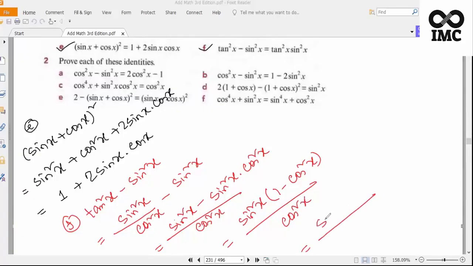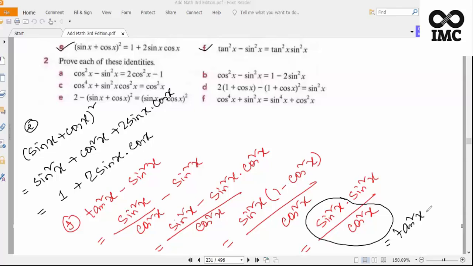Or we can write sin square x into 1 minus cos square x, which represents sin square x, divided by cos square x. And we can say that sin square x by cos square x, that means sin x by cos x squared, equal to tan square x. So tan square x into sin square x. And this is the right hand side. So in this way, we can easily prove question number F.